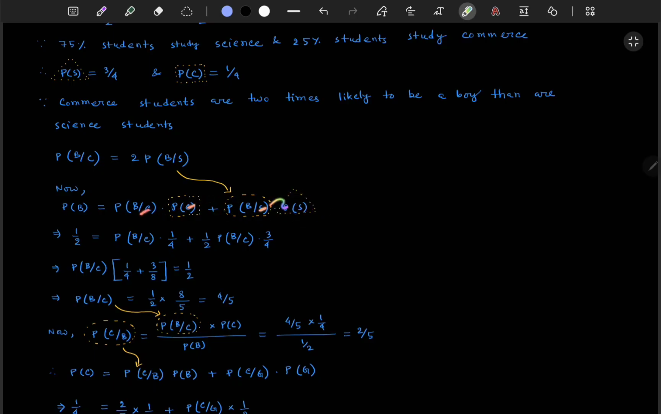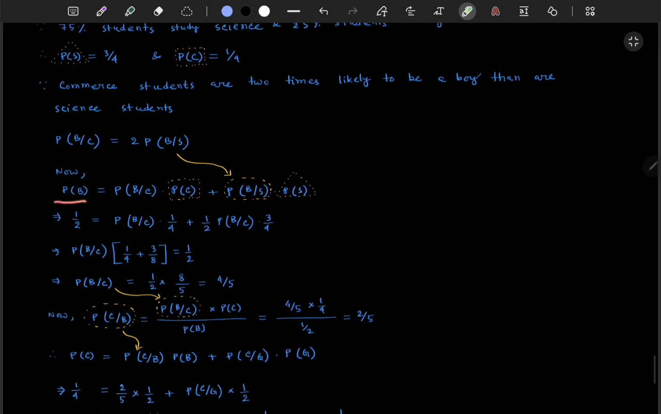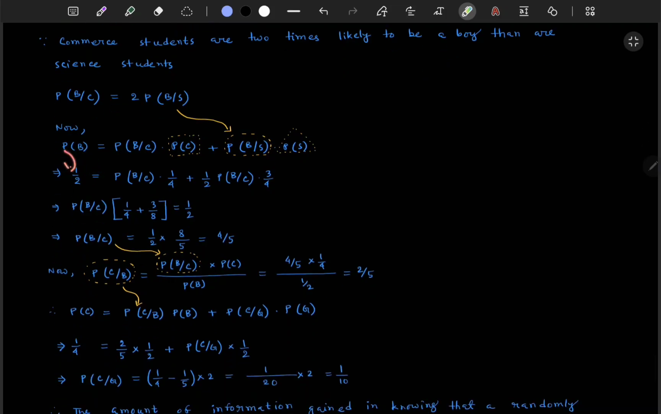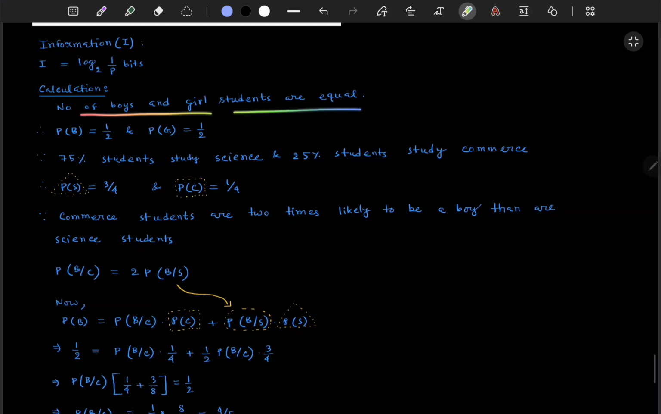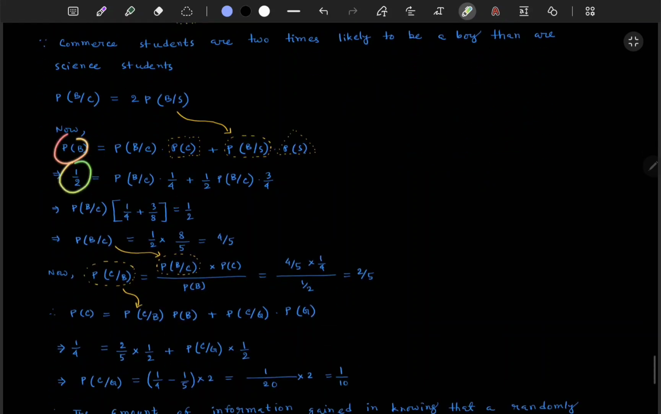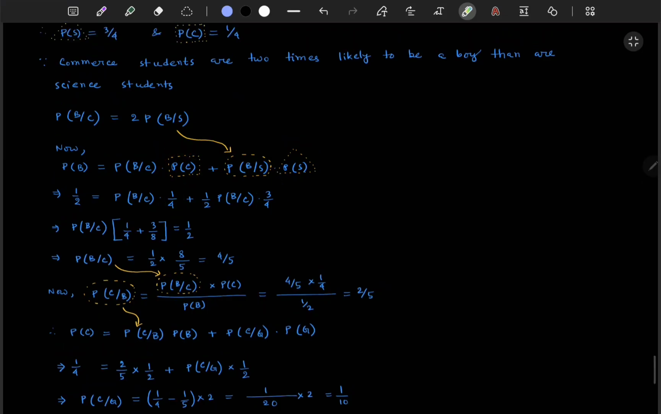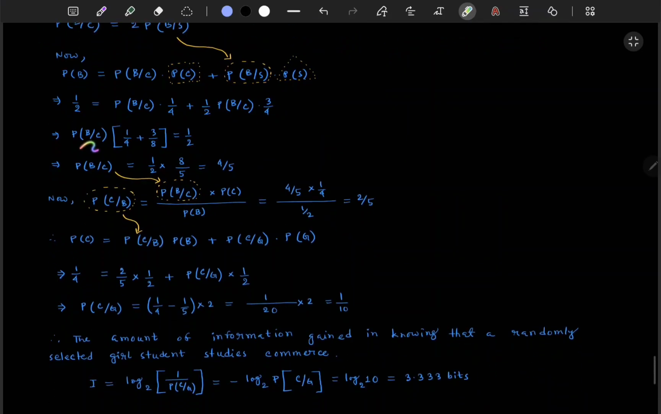So we can get the probability of being a boy, and that is half, because there are equal numbers of boys and girls. Here also we know the probability of commerce students is 1 by 4 and science is 3 by 4. And this we can represent in terms of commerce boy, so this will be 1 by 2 into P of B by C. So from here we can get this P of B by C.